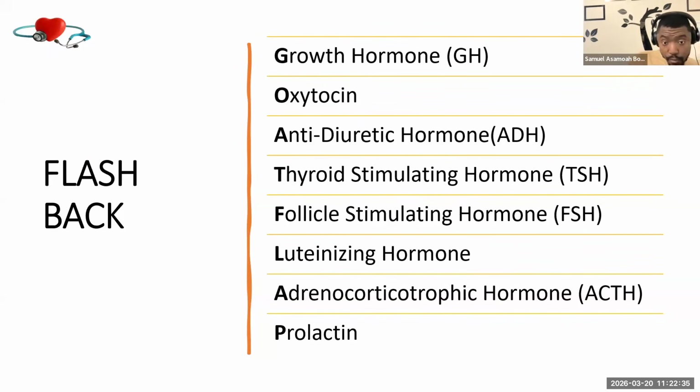Growth hormone, oxytocin, antidiuretic hormone, thyroid stimulating hormone, follicle stimulating hormone, luteinizing. So when we get to the follicle, think of it as something that is producing the eggs, bringing the eggs in, and then luteinizing, think of it like something that is breaking the eggs. Then the favorite one, adrenocorticotrophic hormone and prolactin.